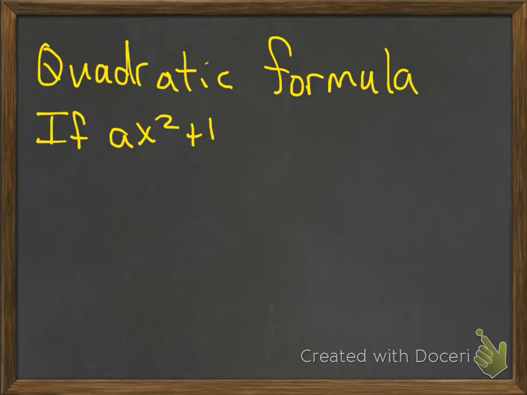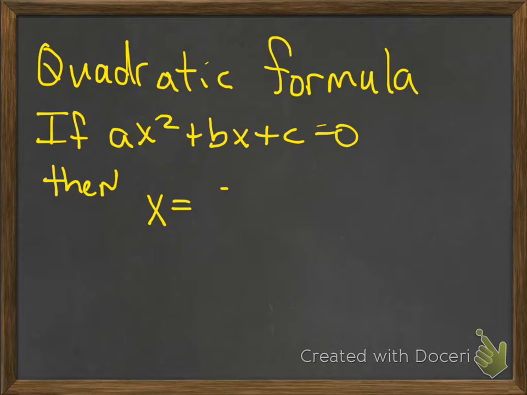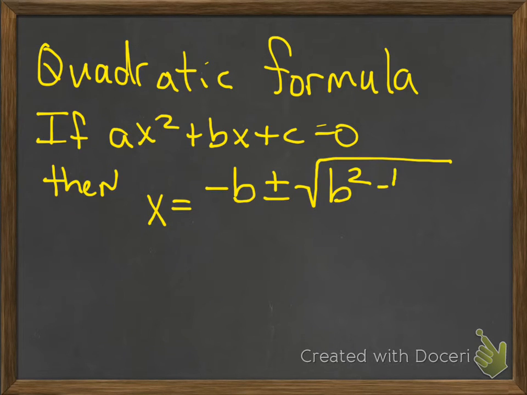What is the quadratic formula? Again, the quadratic formula is if ax squared plus bx plus c equals 0, which is the standard form of a quadratic equation, then x is equal to negative b, or the opposite of b, plus and minus the square root of b squared minus 4 times a times c, all of that over 2a. Okay, you've seen that before.